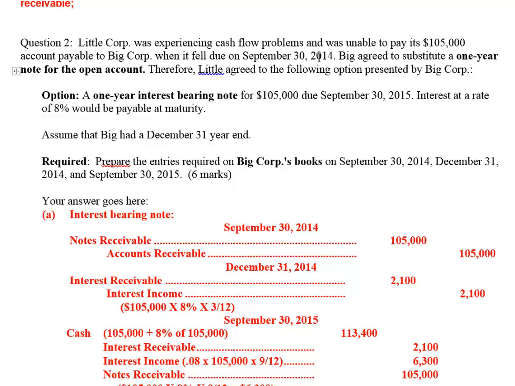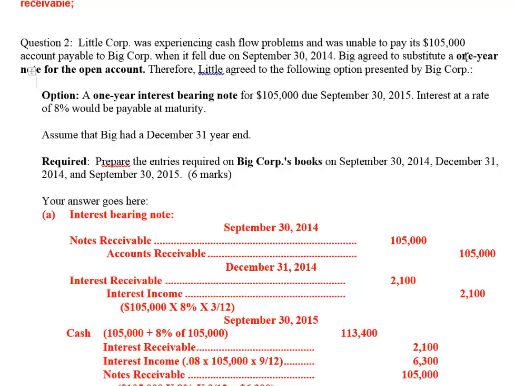Now, the note was due 2014. Big agreed to substitute a 1-year note for the open account. Open account is the account receivable, right? Because you can pay down whatever you owe at any time you want, over and above the date it's due. So it's referred to as open, eh?